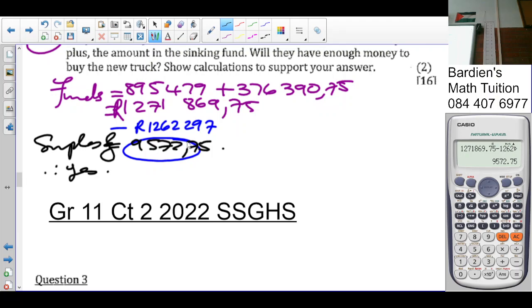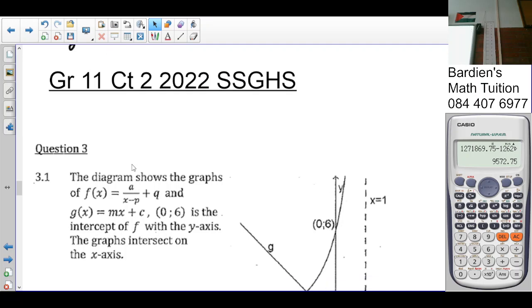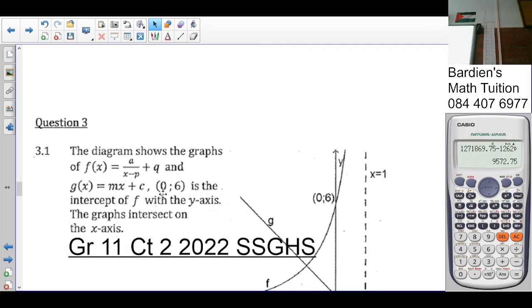Okay? If they would have a shortfall of that amount, then of course they would not have enough money. Or if it was an outstanding or a negative balance, which means to say we will have a shortfall.